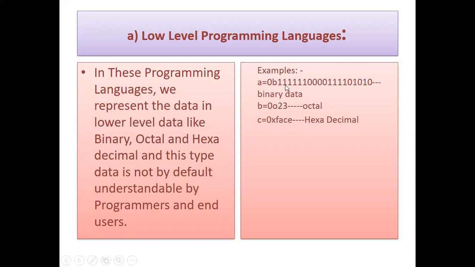Let's take A is equal to, this is binary code data. Let's talk about B, it's 0023. This is an octal. Now, will they be able to understand it? No. Let's talk about 0xFACE. What is this? This is a hexadecimal. Does the end user understand this? No. So this is a low-level programming language.